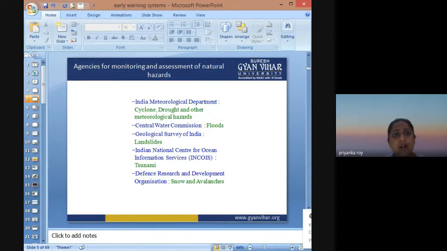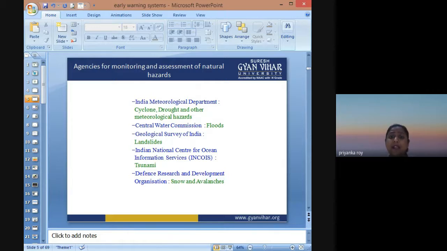So, the Indian Meteorological Department deals with cyclones, droughts, heat waves and cold waves. So, IMD deals with all climatic or weather-based disasters or hazards. The Central Water Commission deals with flood-like situations. The Geological Survey of India deals with landslides.